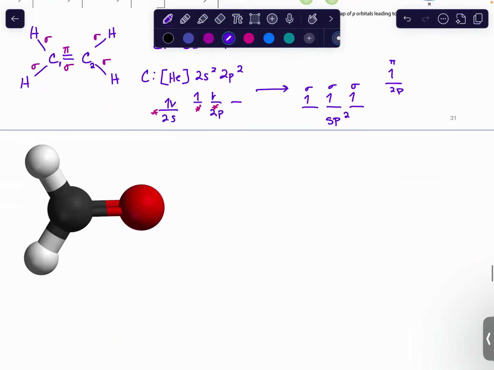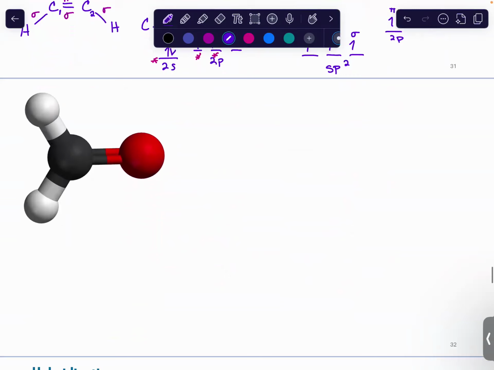Here's a fun molecule. Is it CH2O? Does anyone know what this is? Remember in high school when your teacher opened up the jar with the pig in it and that horrible, horrible smell? Yeah, this is formaldehyde. So when y'all get to anatomy and phys, you're going to get a lot of this. Okay, so let's talk about this.